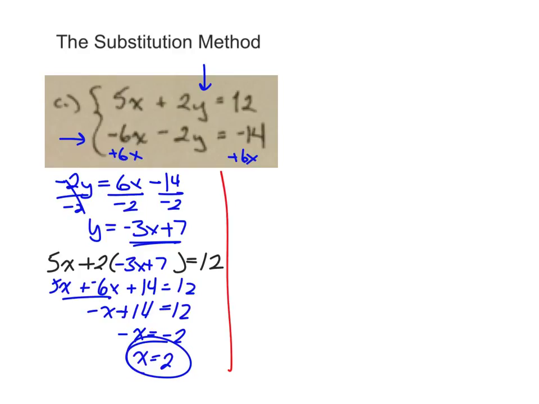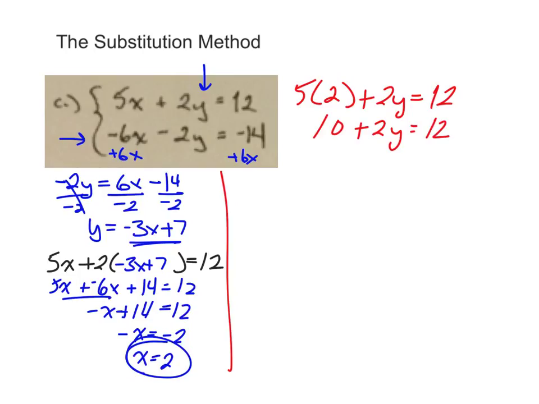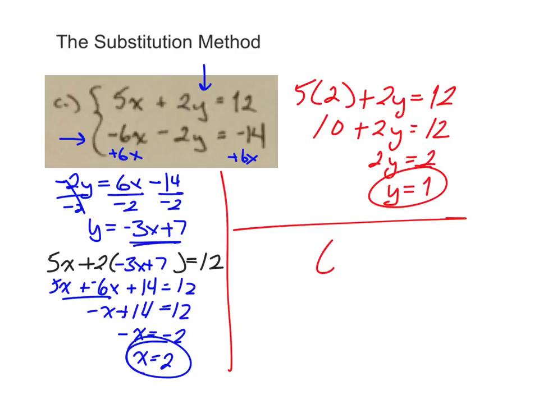Take the x, plug it into one of the original two equations. I'll just take the top one. 5x plus 2y equals 12. My x is 2. Then start solving. Subtract 10 from both sides and 2y equals 2. Divide by 2 and y equals 1. And there we get our solution again: 2, 1.